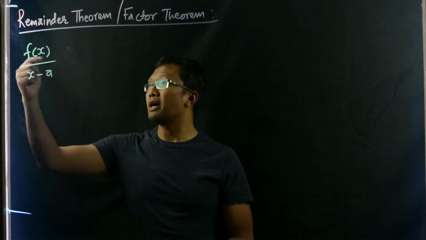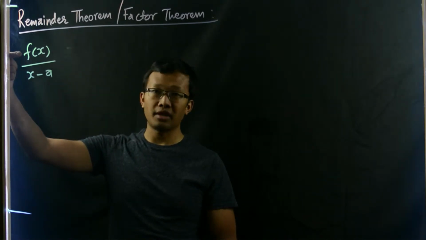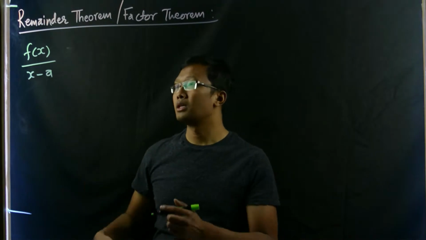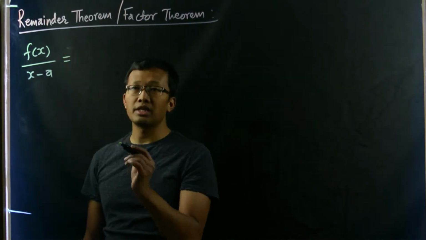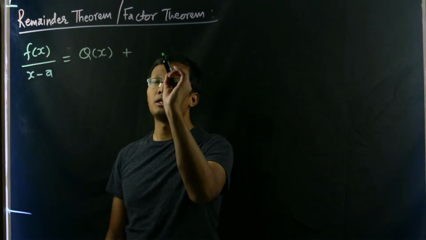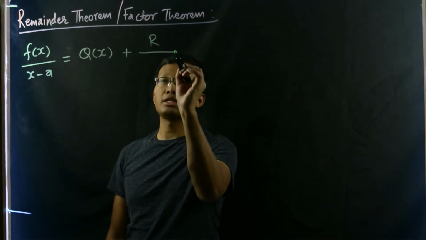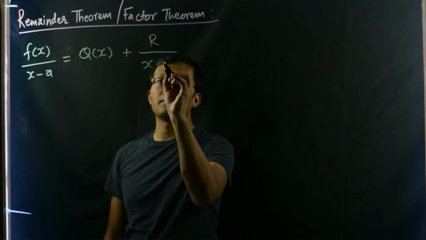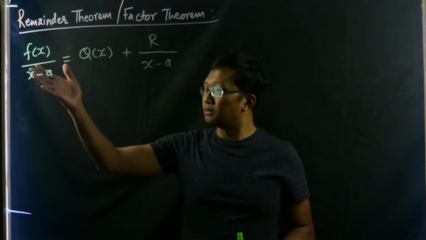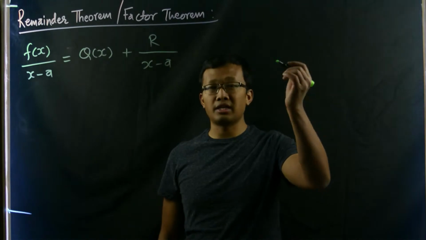Let us suppose we have a polynomial function f of x and let's divide it by x minus a, or a linear function. Then we will certainly get a quotient function plus the remainder, which can be written as r over x minus a. You can simply think of this division algorithm as writing in this way.